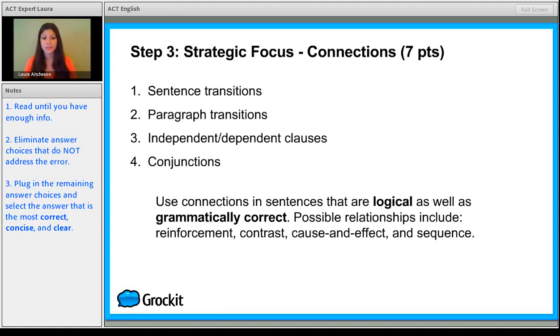That way you can be sure that you have correct sentence and paragraph transitions. For independent and dependent clauses, the only way you're going to figure out how they're affected is if you're reading everything. And then in terms of conjunctions, you may have reinforcement, contrast, cause and effect, or sequence. And the best way to show you this is actually with sample questions.